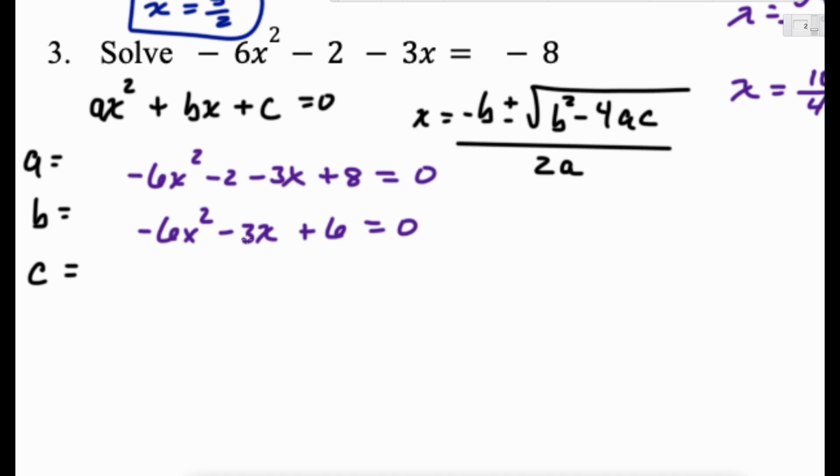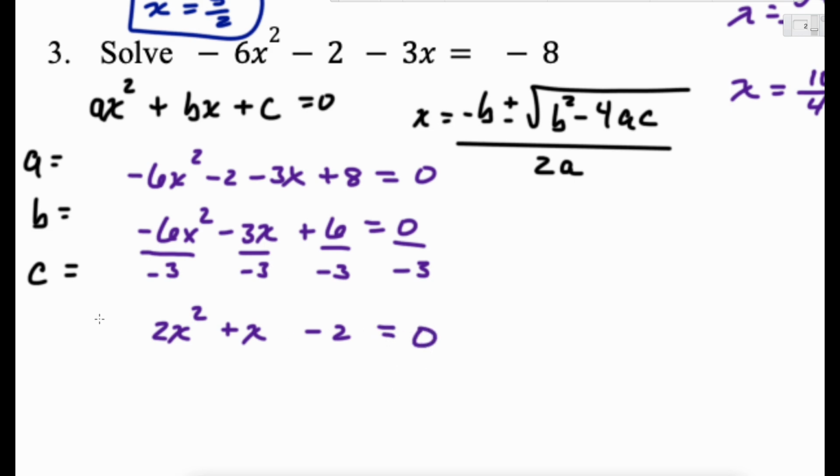So a negative 6, a negative 3, and a 6, I think we can divide everything out by a negative 3. Okay, negative 3 goes into all of these terms, and that gives me 2x squared plus x minus 2 equals 0. Okay, so A is 2. B is 1. Remember, there's a 1 in front of that x right there, and C is negative 2. And now we're going to put this in the quadratic formula.